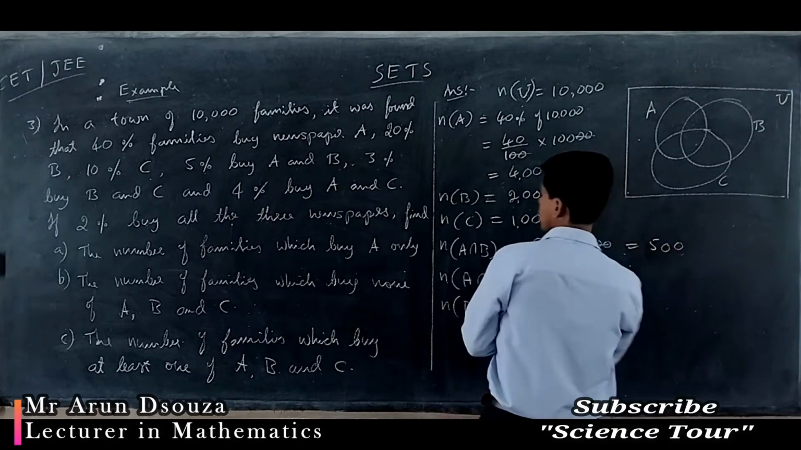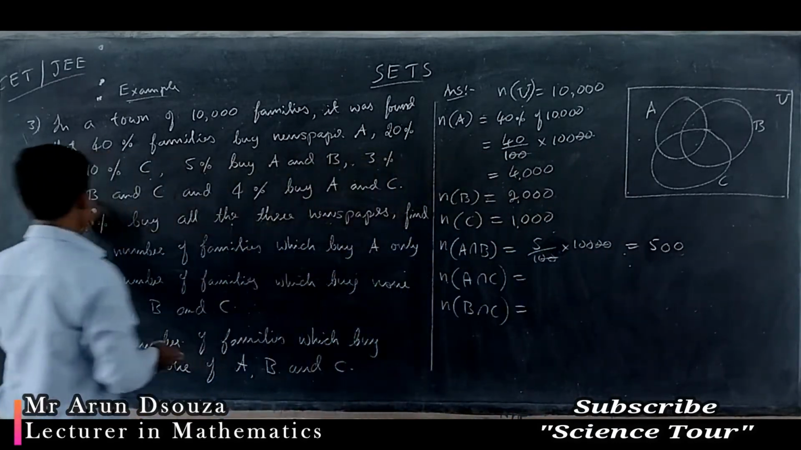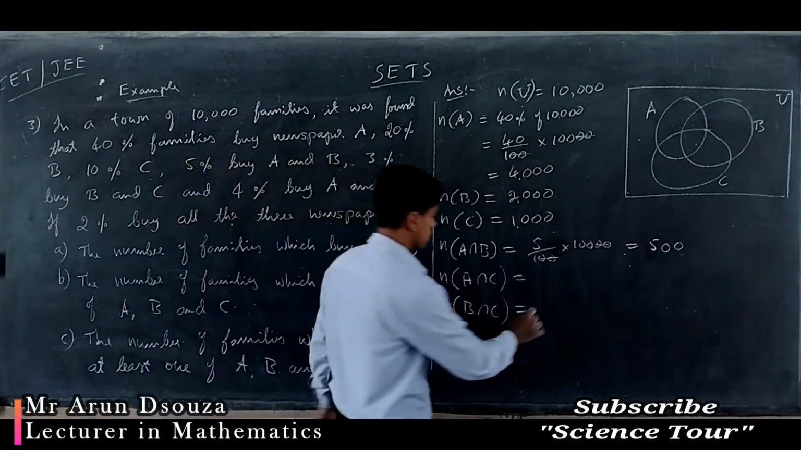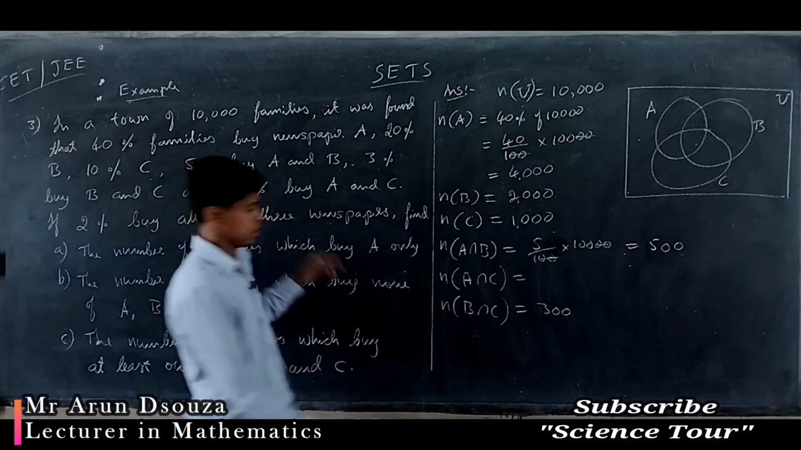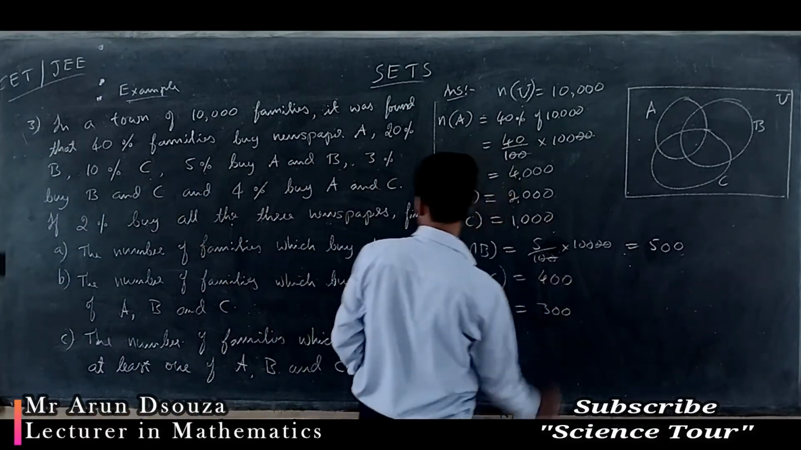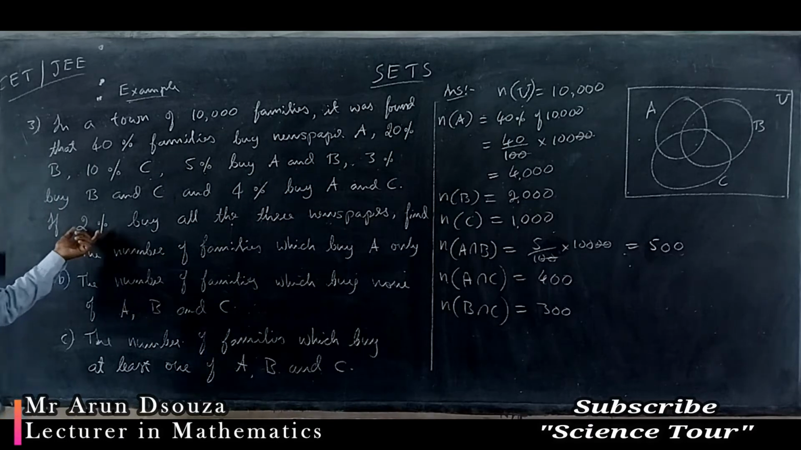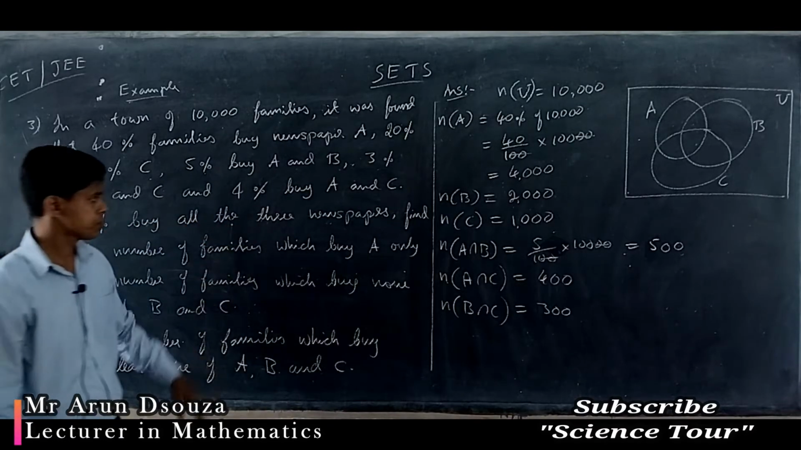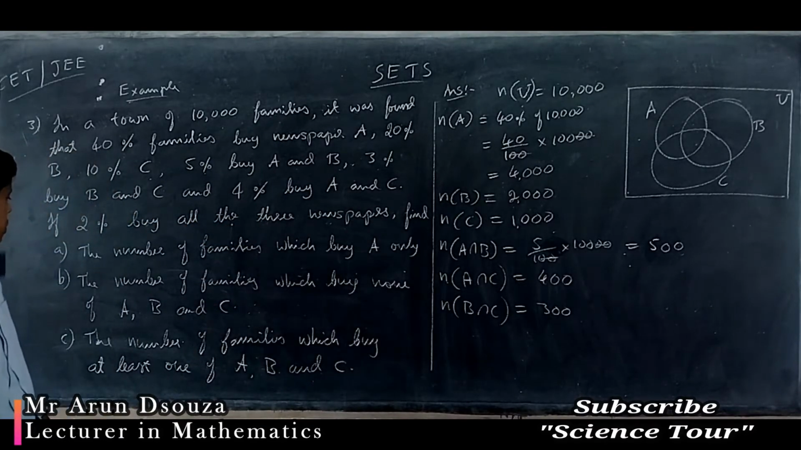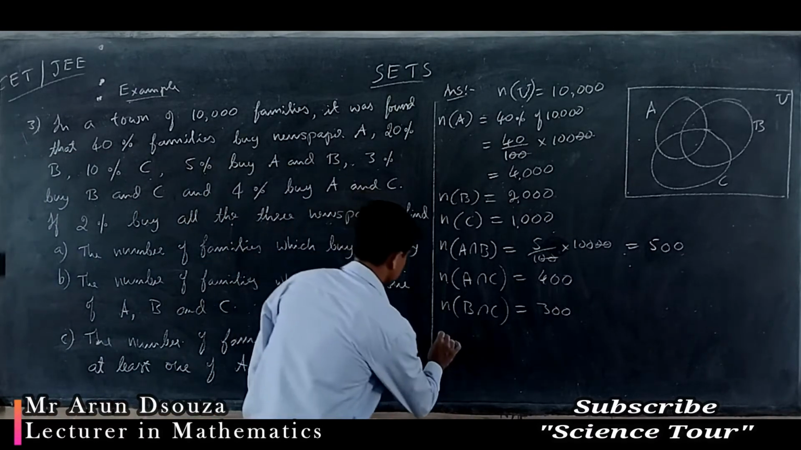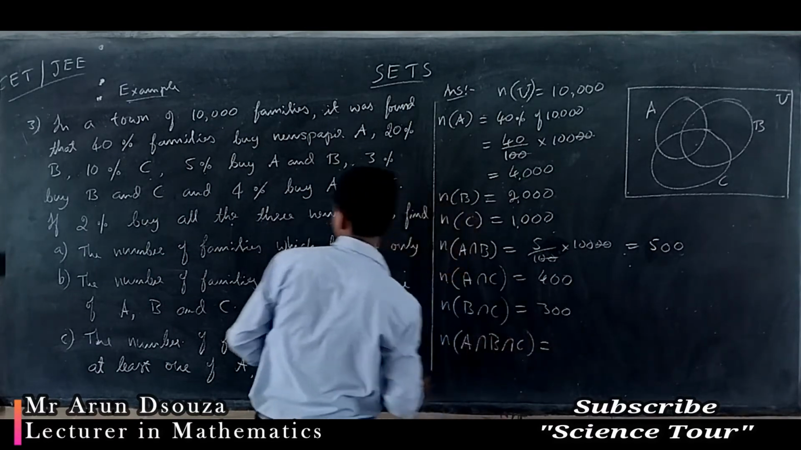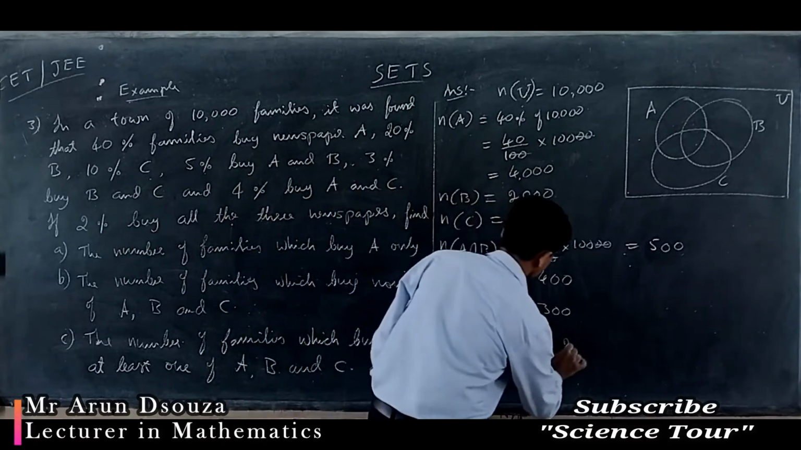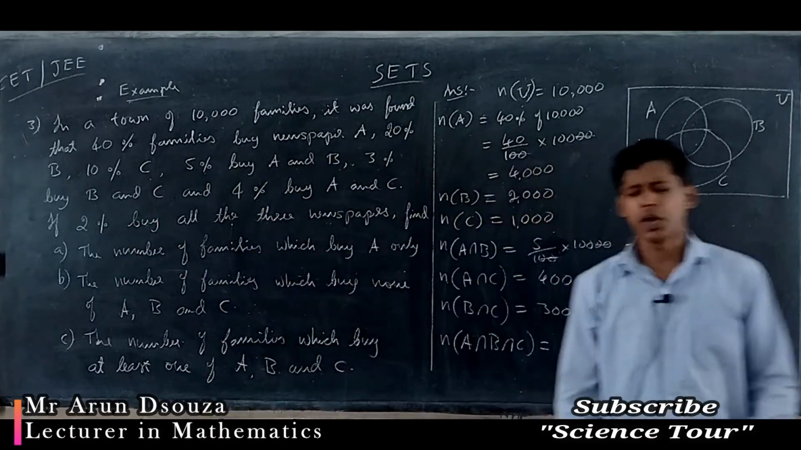And similarly, what is the next thing? You have 3% B and C. B and C is 3%, which is 300, and then A and C is 400. Now, what about 2%? What is this 2%? By all the three. What do you mean by all the three? That is n of A intersection B intersection C. And what is it? 2%, 200 families. So that is 200.